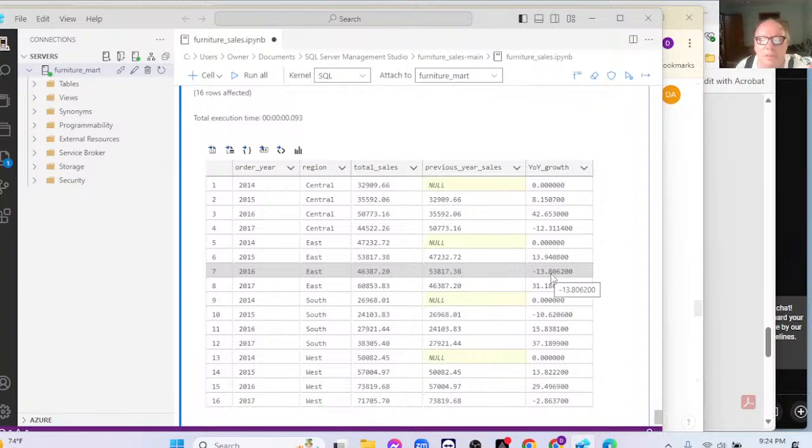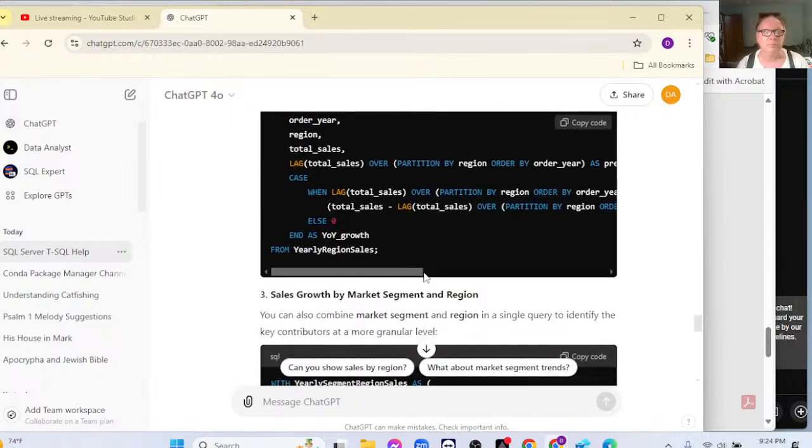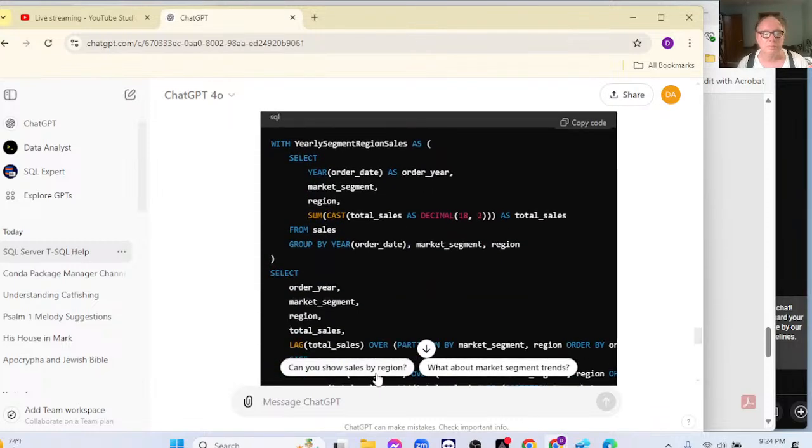So why are we going from 42% to 12%? We got 0, then we got 13. Oh, this is interesting. All these showed a decline in the growth at some point. 13, then minus 13, which is really kind of strange. 31%. Then we come down to south.